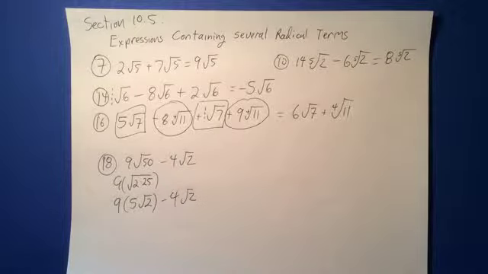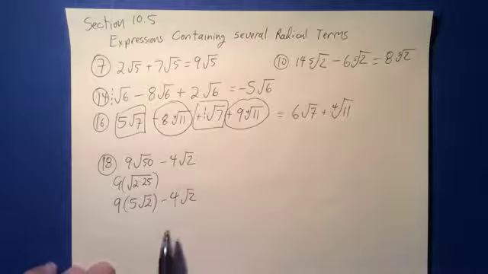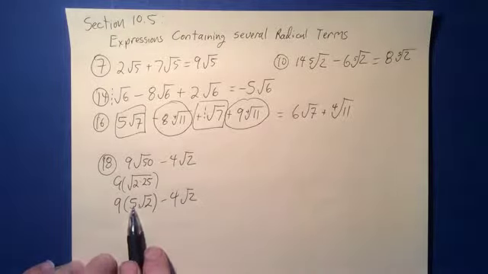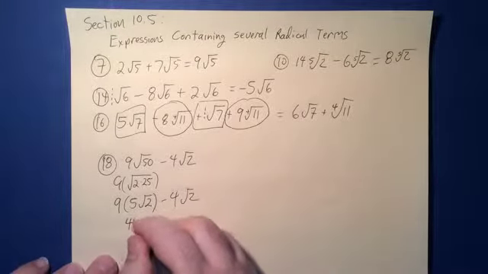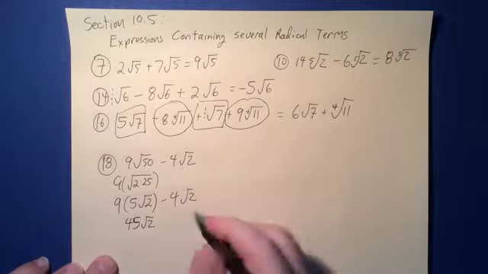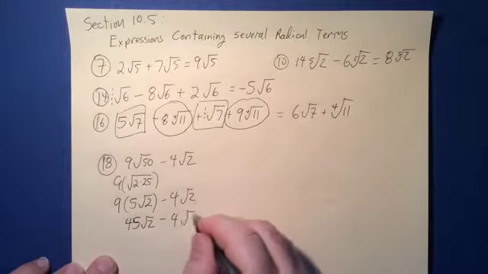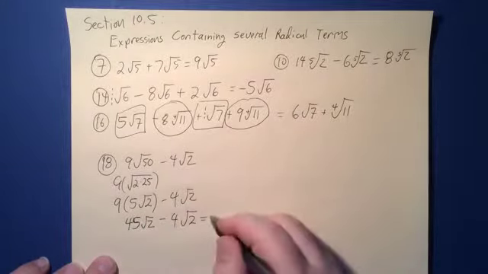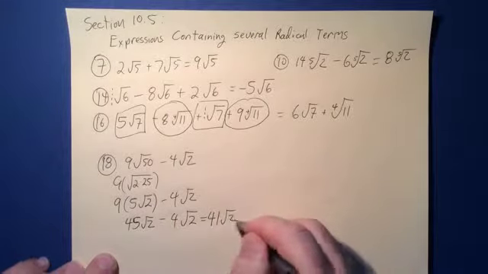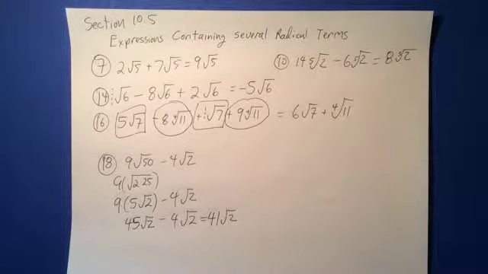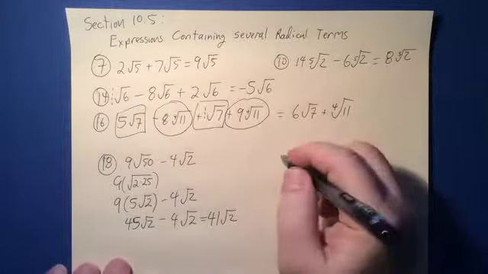Hopefully you have looked at the previous sections on how to simplify radicals and that this isn't too difficult. So we have to further take 9 times 5 to get 45 radical 2 minus 4 radical 2, and that's going to give us 41 radical 2. So when we have two radicals that aren't necessarily alike, it often is the case where we're going to have to take one and work to simplify it. Sometimes in the course of a problem, we may have to simplify both radicals.